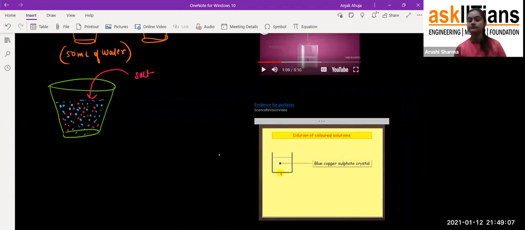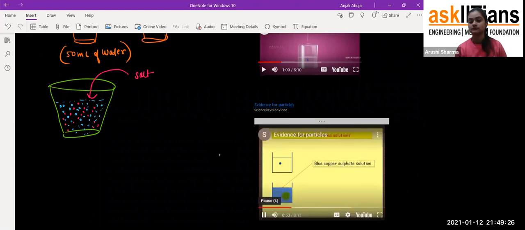You have a beaker of water, and you put in the middle of that beaker a blue copper sulfate crystal. Just think for a second, what's going to happen to that crystal? Will it stay there? Actually, you'll find that the particles eventually spread out throughout the whole container, so the whole container becomes blue. Now if we dilute that, what happens?